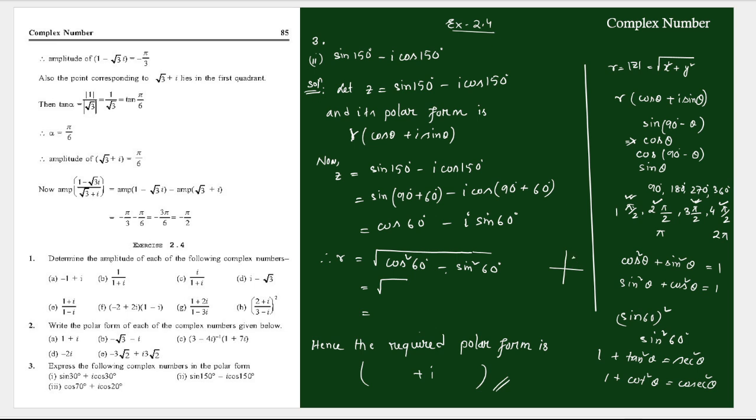Here in this first quadrant, all the trigonometric ratios are positive, and in this place only sine will be positive. Here cos and here tan.